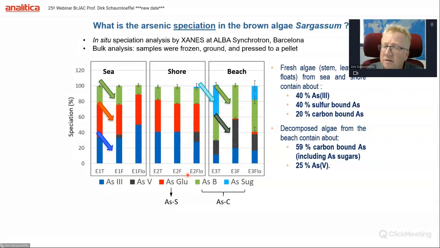59% carbon-bound arsenic, including arsenic sugars, and 25% arsenic 5. So there is a kind of decomposing, maybe also due to bacterial effects, so that we have different arsenic species in the decomposed algae at the beach.